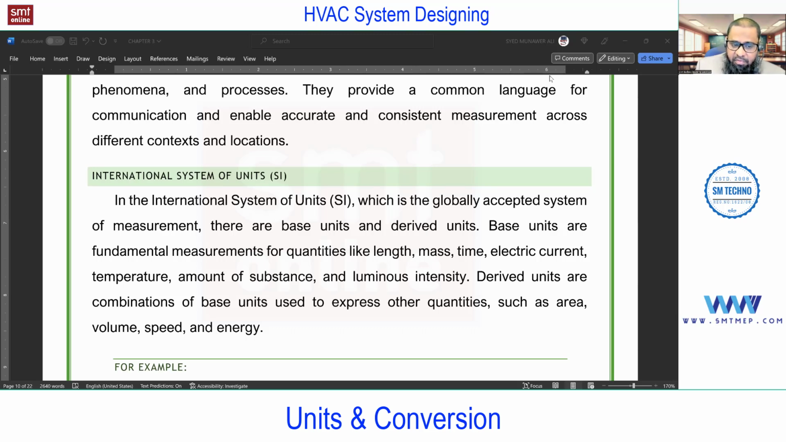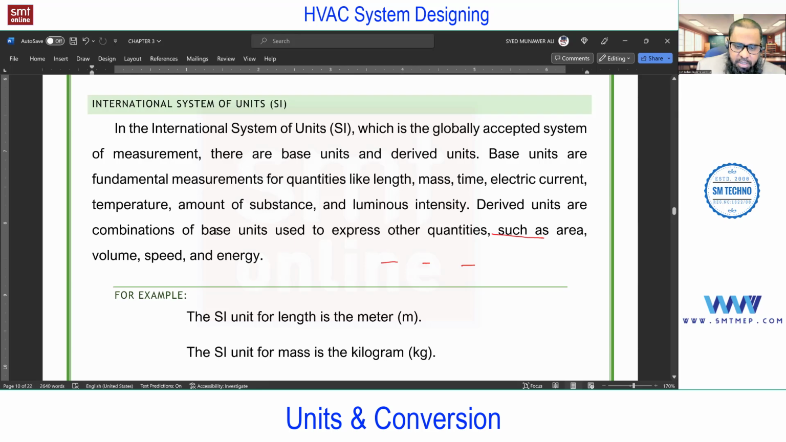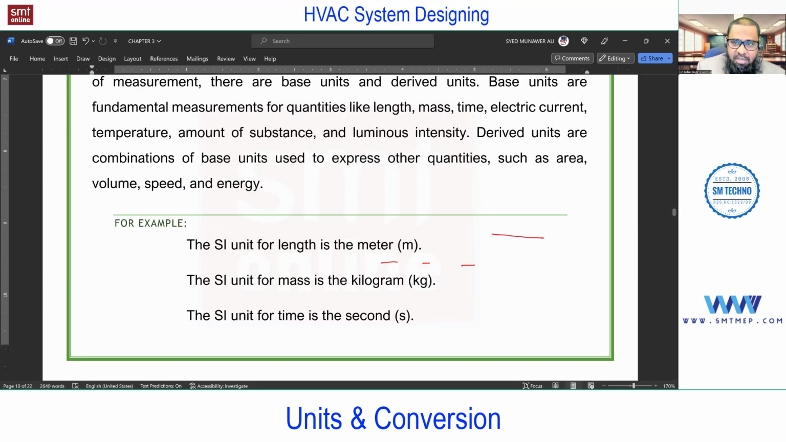And the reason we are using SI as a standard is that SI offers the base units. So what is a base unit? You see, base units are the fundamental measurements for quantities like length, mass, time, electrical current, etc. For example, a base unit refers to a fixed unit for a particular physical characteristic. In the SI system, if you want to measure length, we use the meter. For mass, we use kg. For time, we use the second.